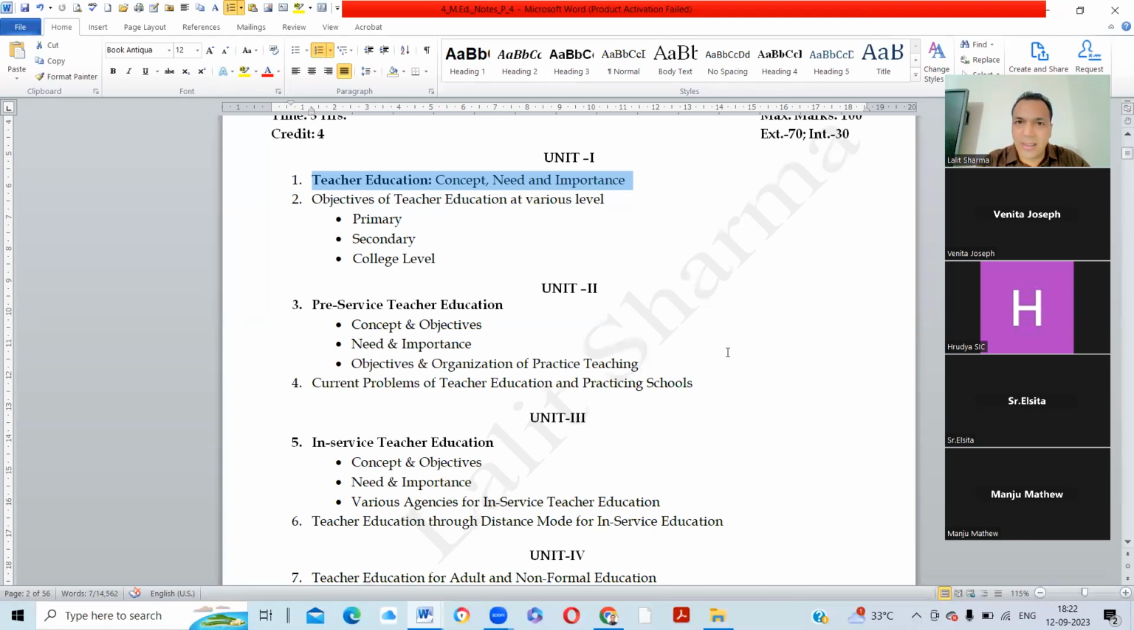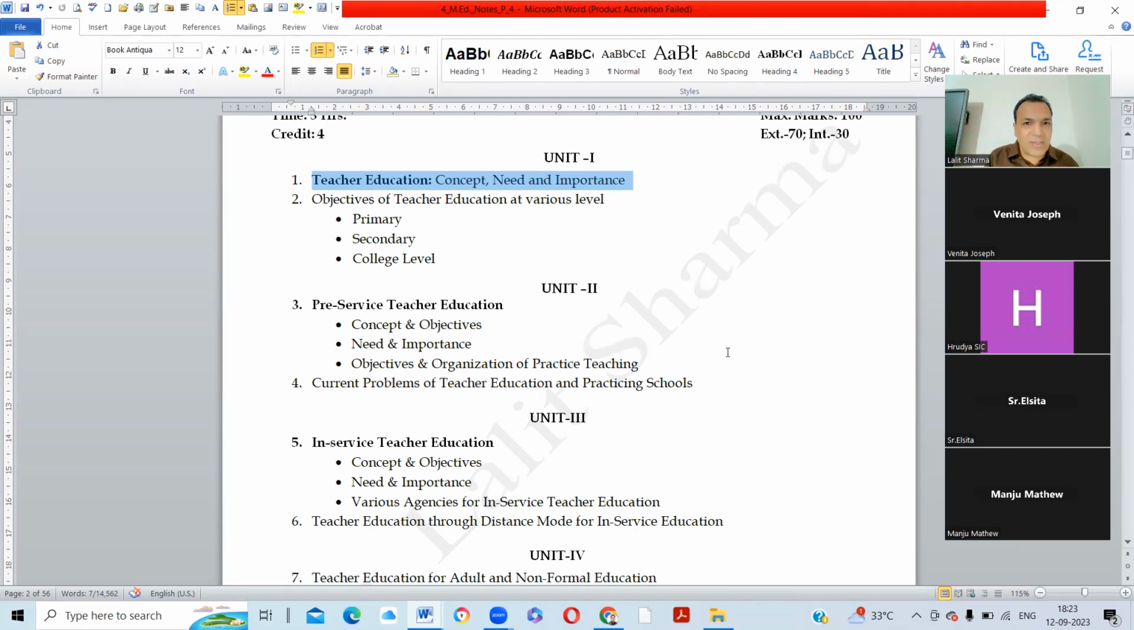NTT stands for nursery teacher training. B.Ed stands for Bachelor of Education. M.Ed stands for Master of Education. So these all courses are called teacher education programs. Under these courses, the syllabus is teaching methodology. You do the B.Ed or M.Ed to become a teacher. These are called the teacher education program or teacher education. Okay, got it? So teacher education you have come to know.